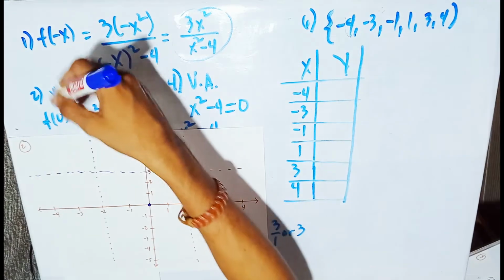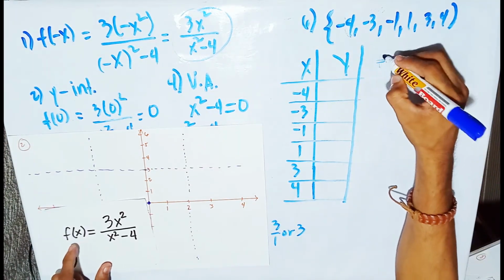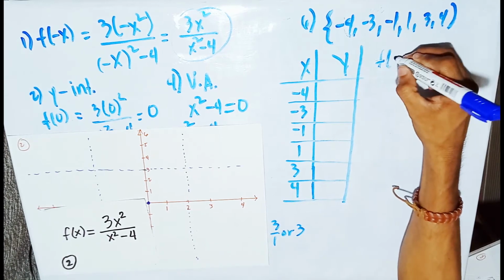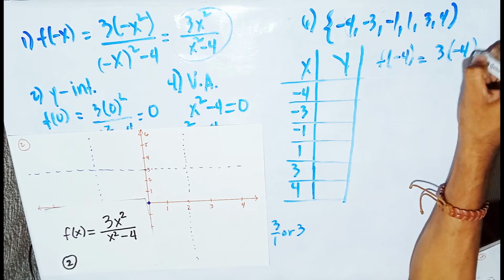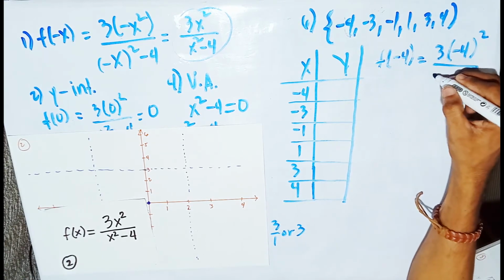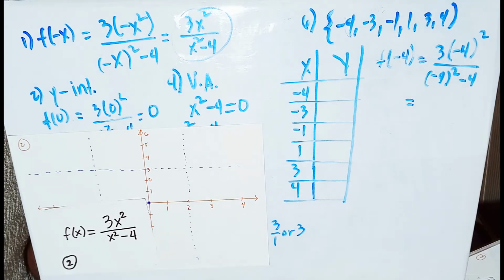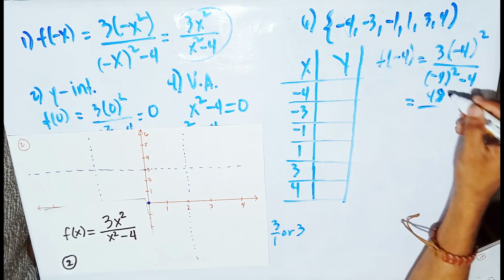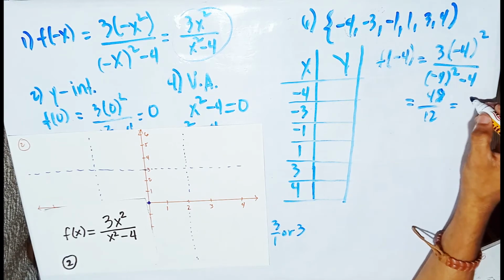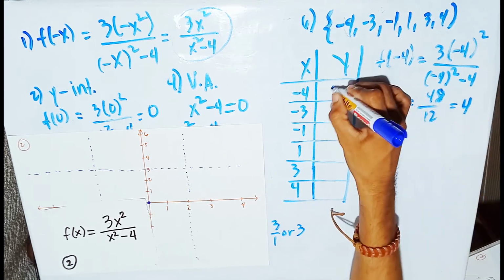By using the original equation, we have the original equation of this one. So, unahin natin yung f of negative 4 is equals to 3 times negative 4 raised to 2 all over negative 4 raised to 2 minus 4. And it will equal to, tingnan natin, okay, sa taas meron tayong 48. Sa baba naman meron tayong 12. So therefore, the answer to this one is 4. So meaning to say meron tayo ditong 4.